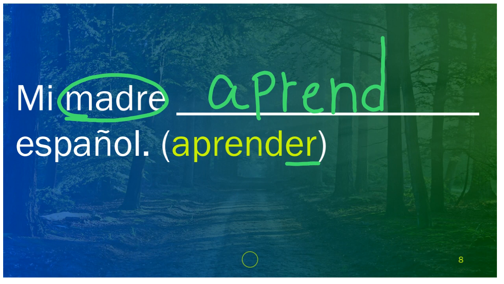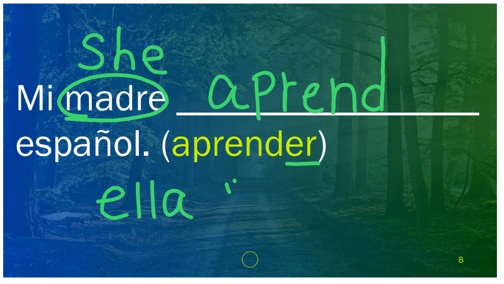So we do have to think about this just a little bit because it doesn't really stand out to us that it matches yo or tu or el or nosotros. But if we think about madre, we know that madre is saying like she. Mi madre, my mother. She learns. So since our subject is she, which is like ella, we know that our ending is going to be e. We can put that e on the end, and we're finished. Mi madre aprende español. My mother learns Spanish.